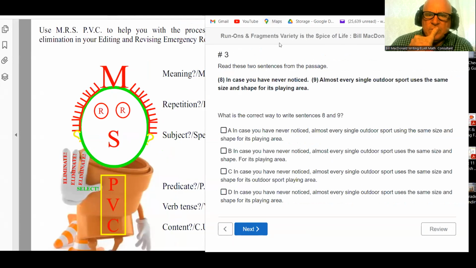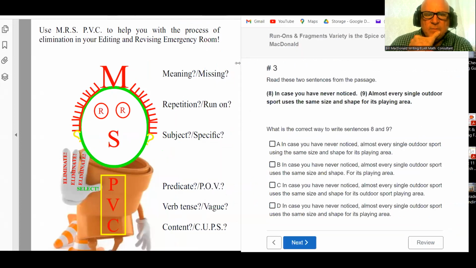So my friend's name is Mrs. PVC, and she's going to help us with the process of elimination. The M on her head, her little crown above her head: did it change the meaning, or is something missing? Then you eliminate it. You look at her hair and you see lots of E's. Through her eyes, do you see repetition where the same thing is written twice? Or do you see a run-on?